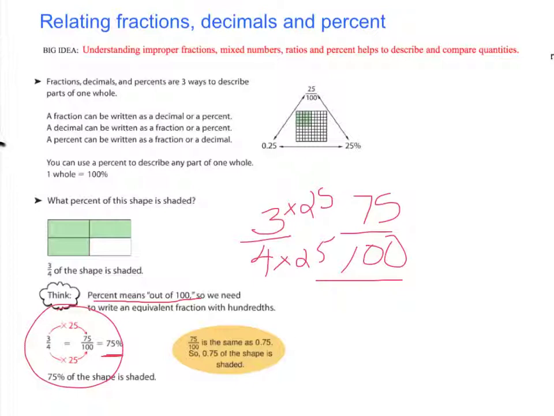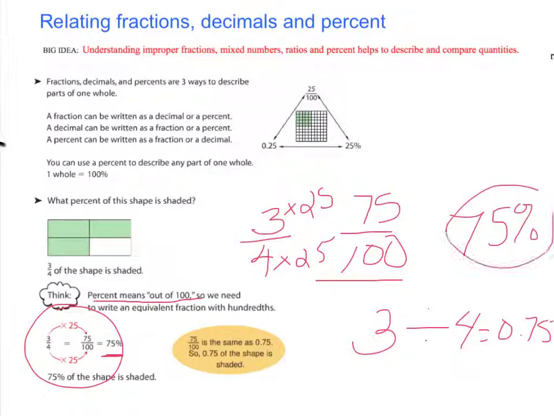Okay. We could also go in our calculator, 3 divided by 4, and we would also end up with this as our answer, which we then can make into 75%. So we could say that 75% of that shape is shaded. 75% of the shape is shaded.